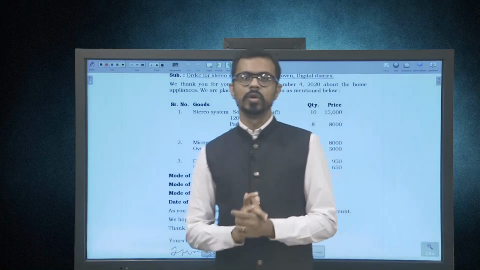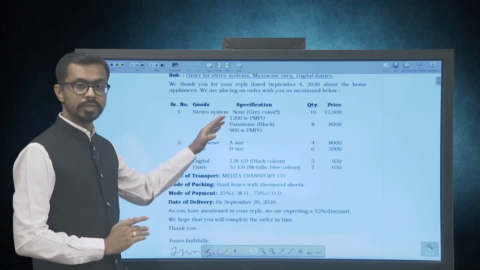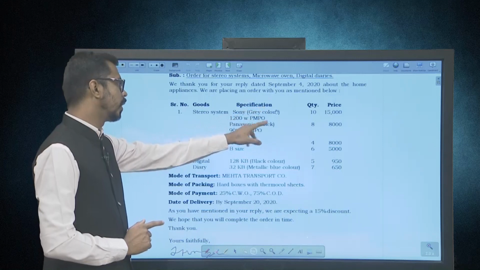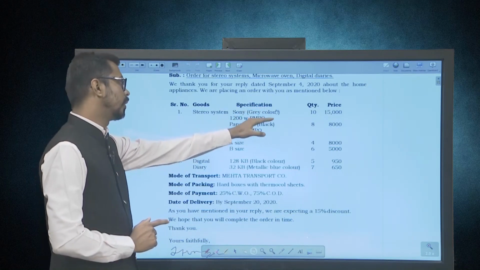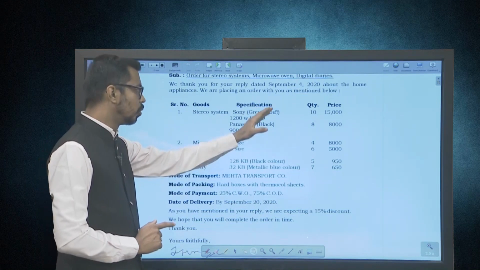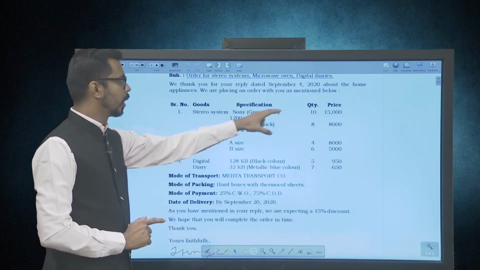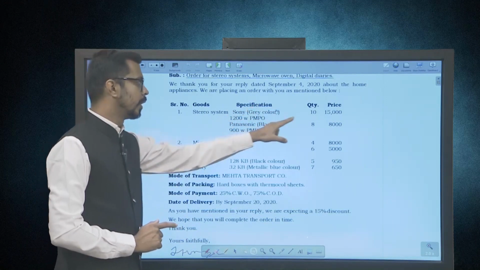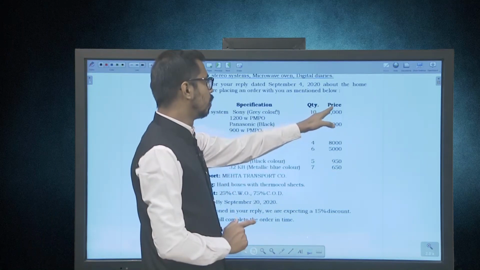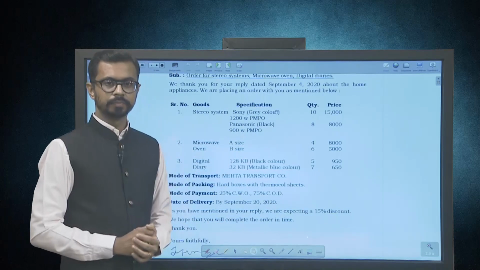The details of the order have to be mentioned. Again, three things. The stereo system. The specification includes Sony. It has to be grey in color, 1200 watt, PMPO, Panasonic, black, 900 watt, PMPO. The two types are to be ordered. 10 of the first, 8 of the second. Price is also mentioned, 15,000 per piece and 8,000 per piece.